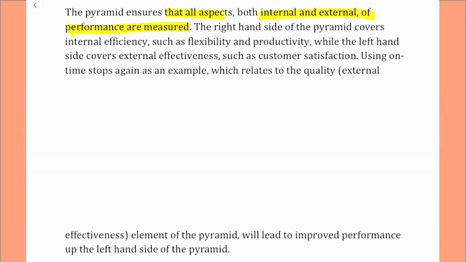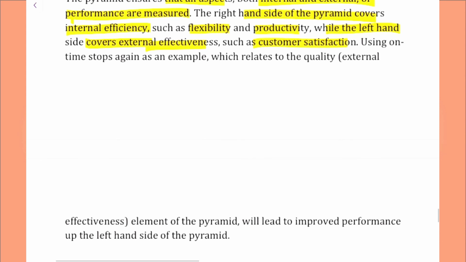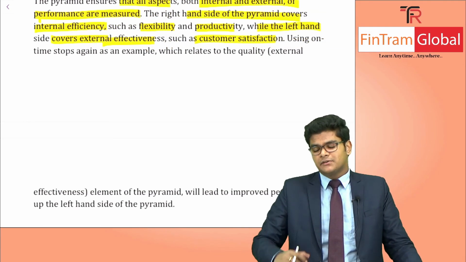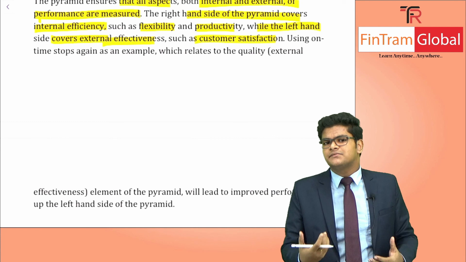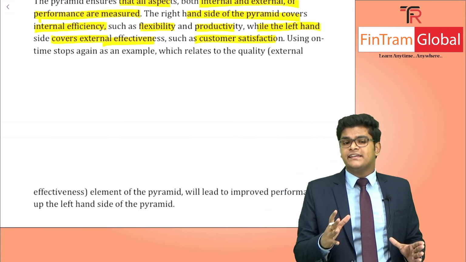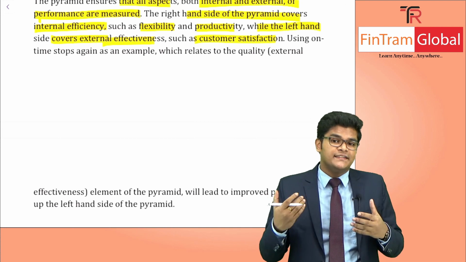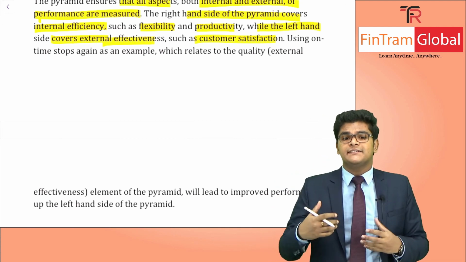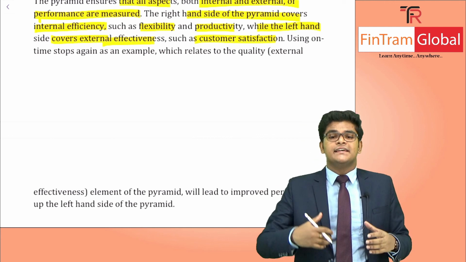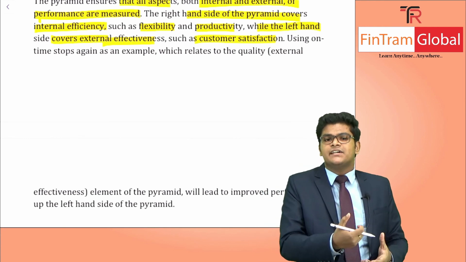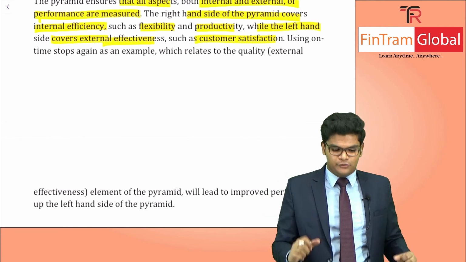Now, continuing, the right hand side of the pyramid covers internal efficiency, such as flexibility and productivity, whereas the left hand side covers external effectiveness, such as customer satisfaction. Okay, so yet again I've stated relevant generic knowledge. However, just by stating the generic knowledge, will I get any marks for that? No, not really, guys. Just by stating generic knowledge, you won't get marks in the APM exam. You will also have to link that particular sentence to the information given in the scenario, because that is how you will gain marks, not just by stating the generic knowledge. So remember that.